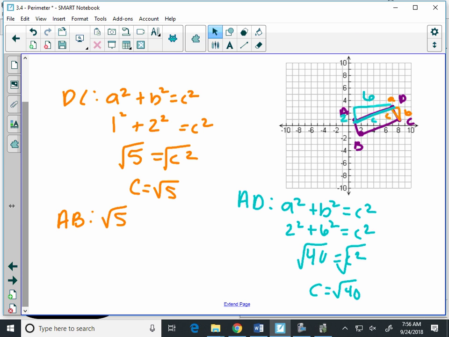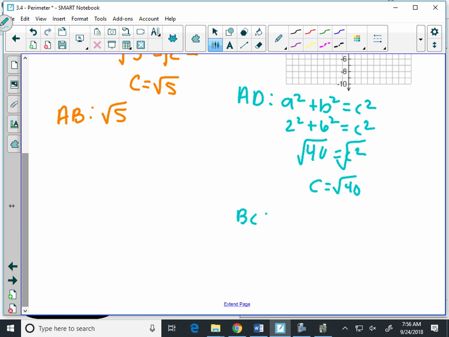Okay. Now we have our shortcut we can do. We know this side, AD, is radical 40. What other side is also going to be radical 40? BC. Because again, the opposite sides in a rectangle are the same. That's only for rectangles. If you're told you have a rectangle, that works. In your practice, you might have a four-sided figure that's not a rectangle. That doesn't work. Okay? It only works when you have a rectangle.